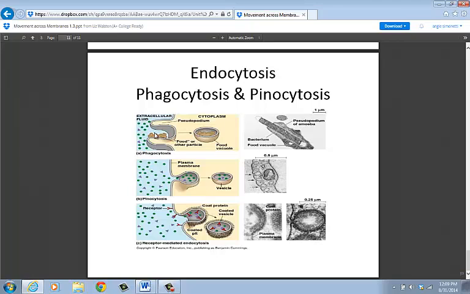So here we are outside of the cell, we need to bring this in. You can see this cell membrane is wrapping around it, and it's going to bring that in. It's going to wrap around, and this membrane here is going to pinch off and bring that into the cell. All right, this is phagocytosis. Here's the solid particle here, and this is liquid with pinocytosis.